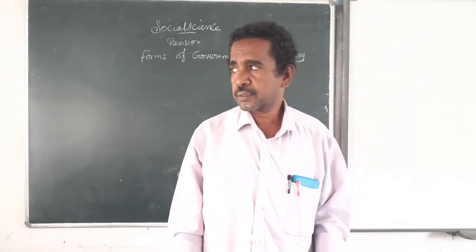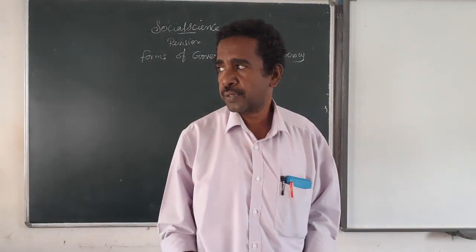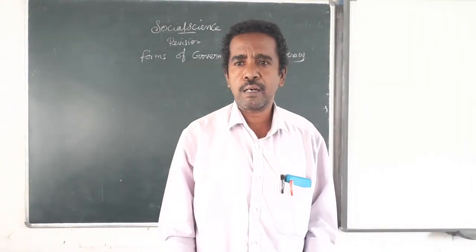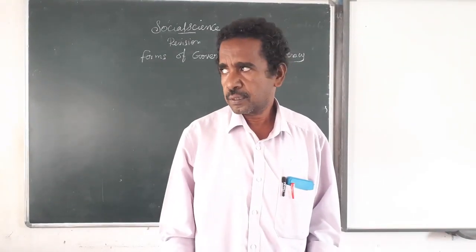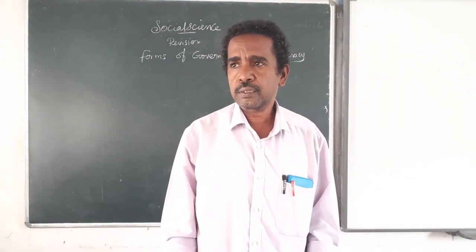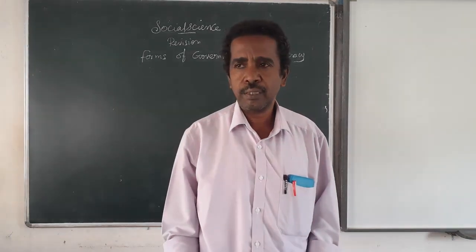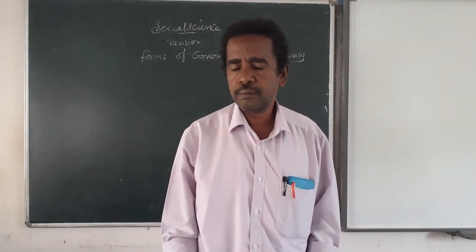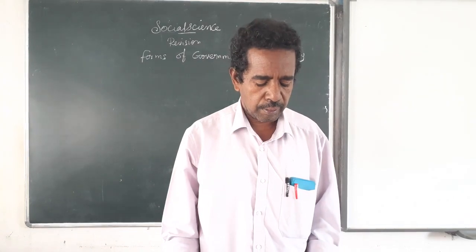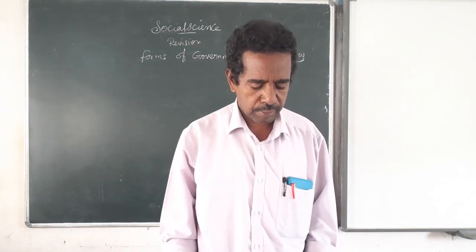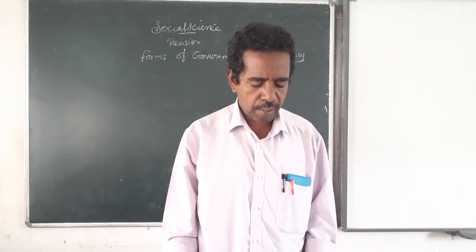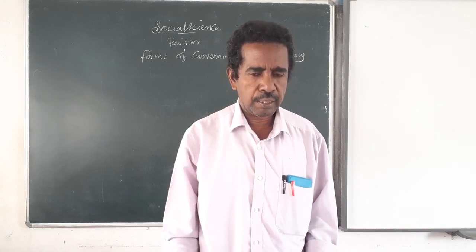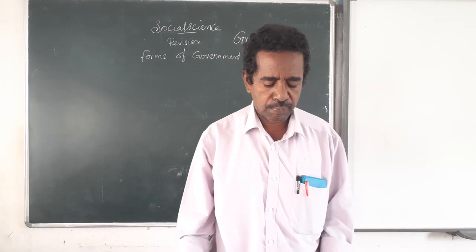The grant of universal franchise creates social equality. Our country has universal adult franchise. That is voting right based on age. That is universal adult franchise. Here, the grant of universal franchise creates social equality. That is A option.